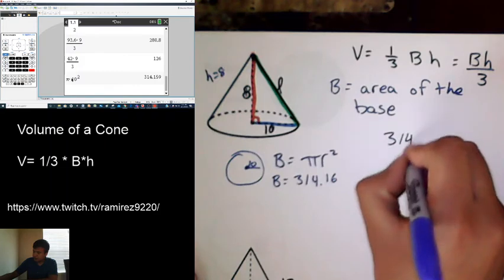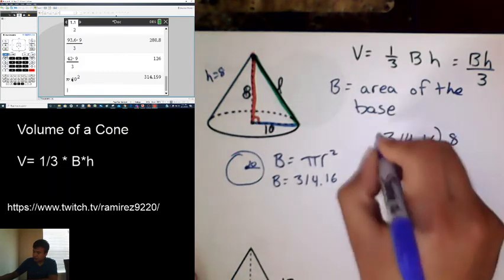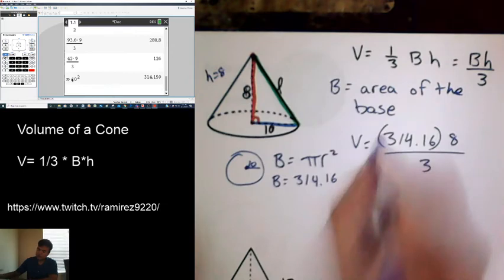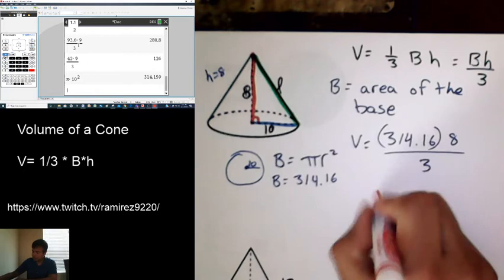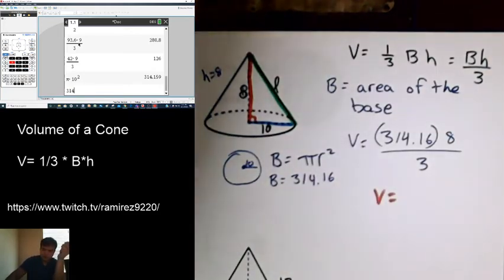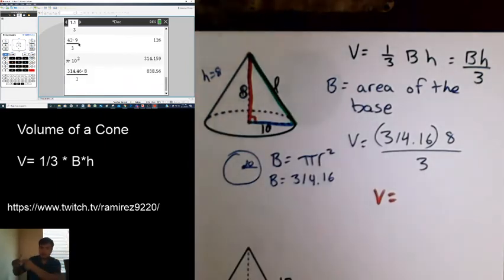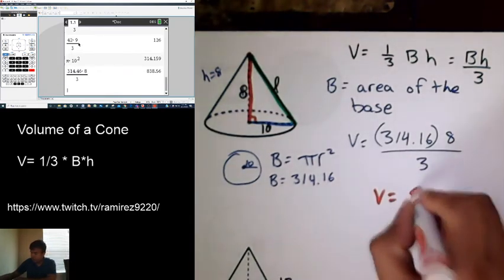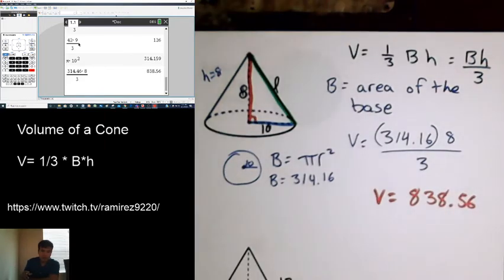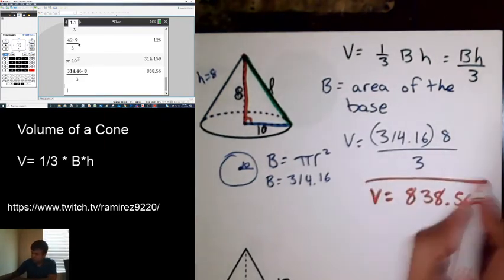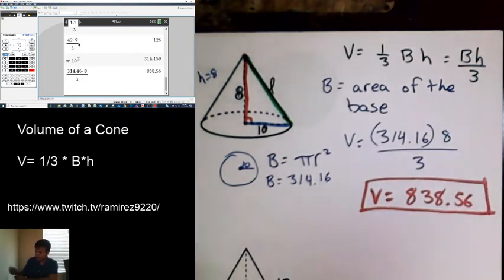So 314.16 times 8 over 3. That's what the volume is going to be. So 314.16 times 8 divided by 3. We get a volume of 838.56, and again, units cubed, whatever they could be. Volume has units cubed. All right, next problem.